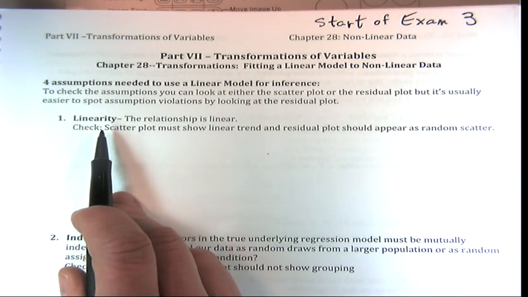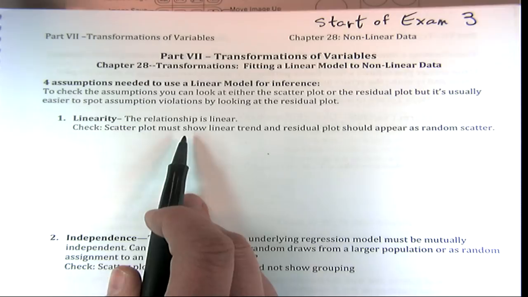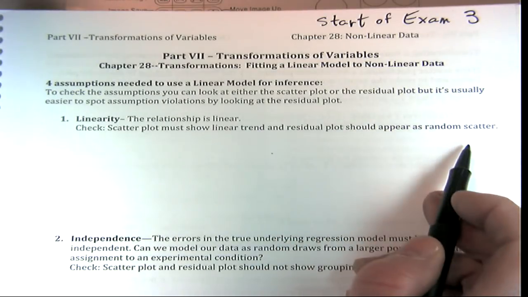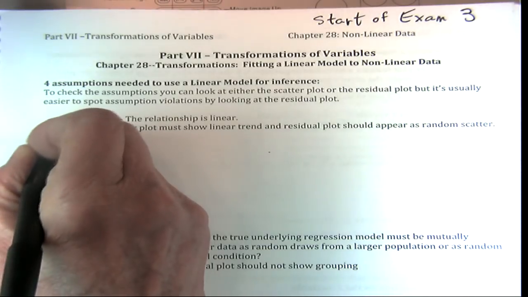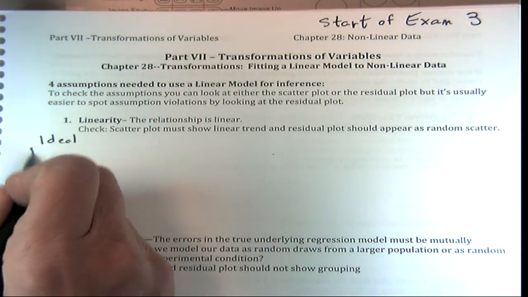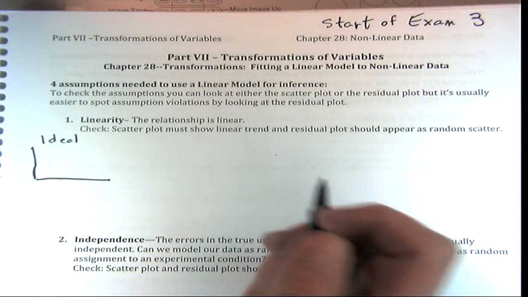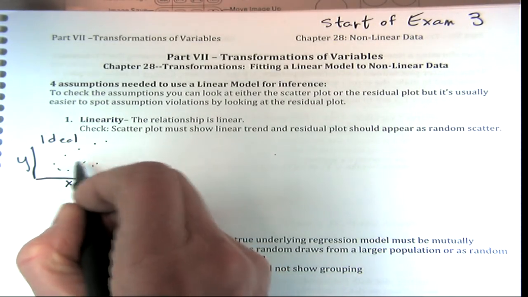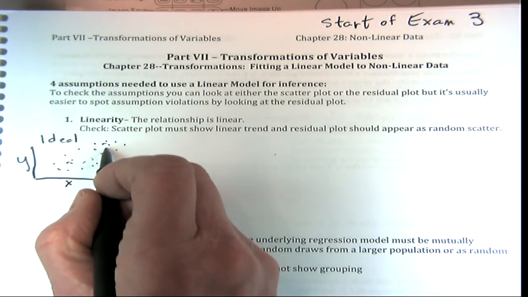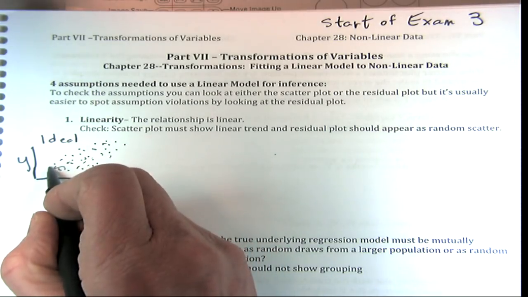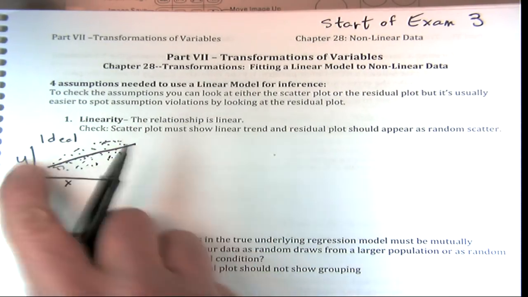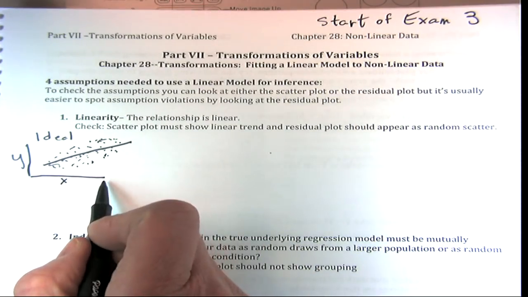What do I mean by that? So the first assumption is linearity, that the relationship between x and y is linear. So the ideal scatter plot should show a linear trend, and the residual plot should appear as a random scatter. So here's what the ideal would look like. Let's just look in the positive quadrants right now, with x and y being positive. So you have an x and a y. And the ideal is some elliptical-shaped cloud that follows a linear pattern, right? And then we can get the least squares line to predict y from x. All right, that's the ideal.